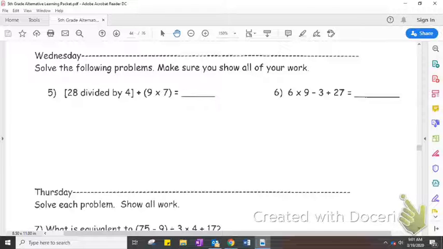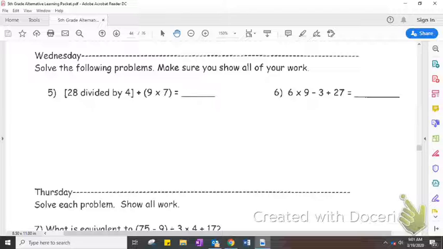And check your work. Okay? All right. 28 divided by 4 plus 9 times 7. That's weird. Why would they write that out? Okay. I did not make these. Okay. So this looks like order of operations.